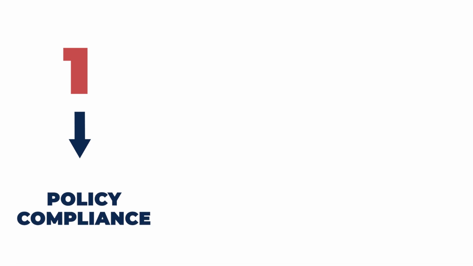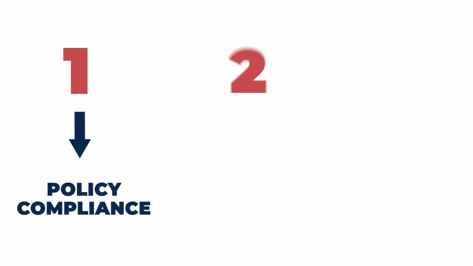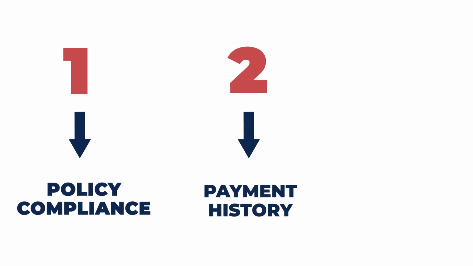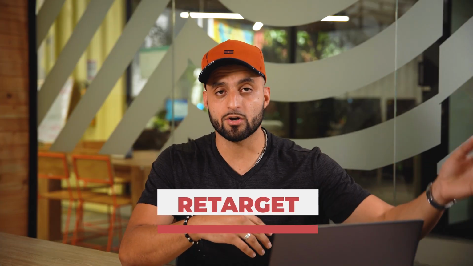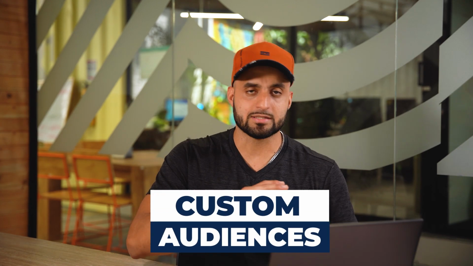Now, the biggest thing here is that you have to keep in mind there are certain requirements. Some of these requirements are, 1, you have to have a good history of policy compliance on the account. 2, a good payment history on the account. And 3, you need to have at least $50,000 in spend in the last 90 days in order for this to be enabled on your account. And so you can use it to retarget these customers as well as auto-generate similar audiences from your customer list, from your email list.